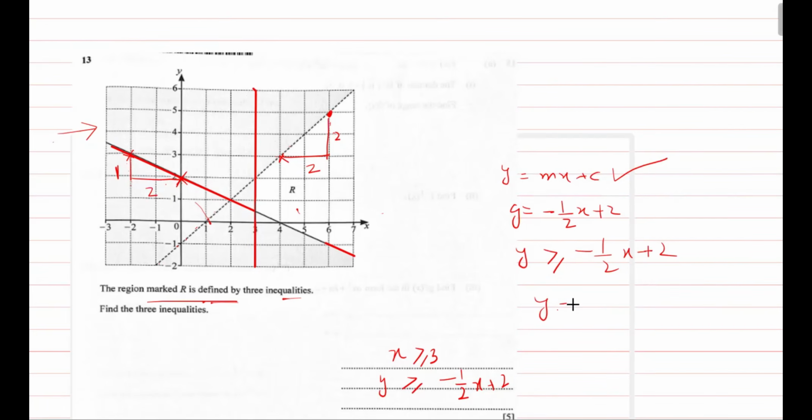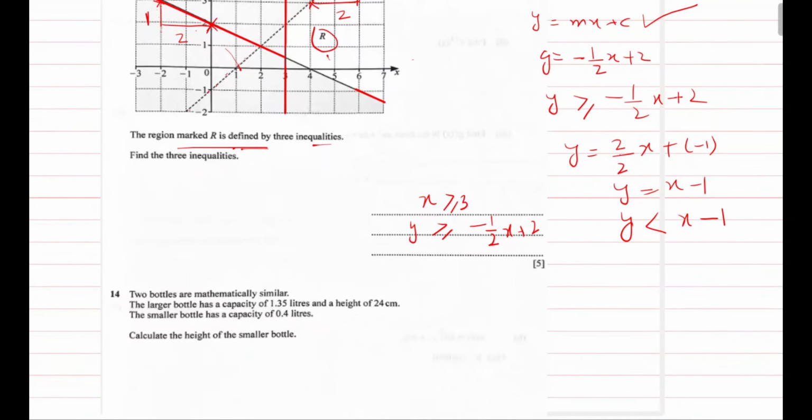Therefore, this equation will be 2/2. This is the gradient into x, and c is the y-intercept. This is minus 1. And this equation will be y equal to x minus 1. But we have to mention the region. This region lies downward of this line. Therefore, in the downward direction, we take y less than x minus 1. This is a dotted line. Therefore, we write the inequality only y less than x minus 1. And here, the third inequality, y less than x minus 1. And this is the solution.